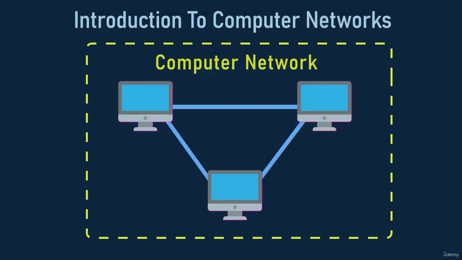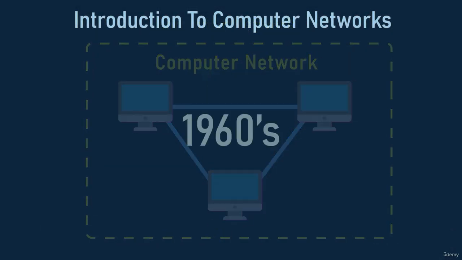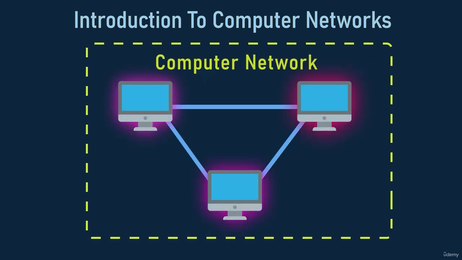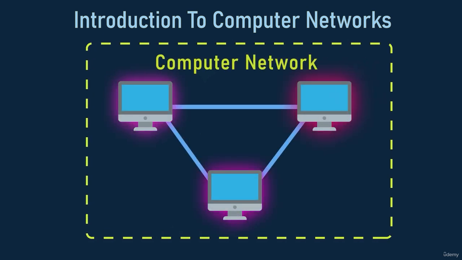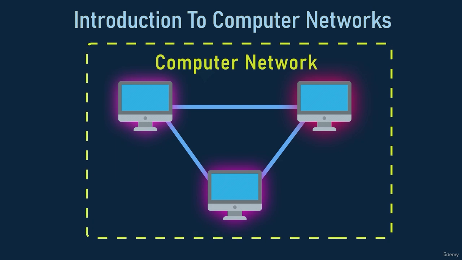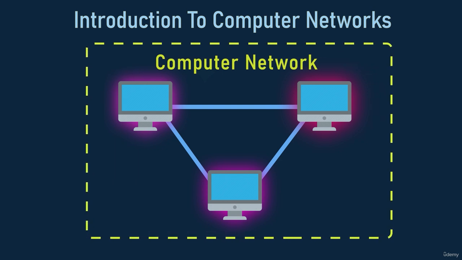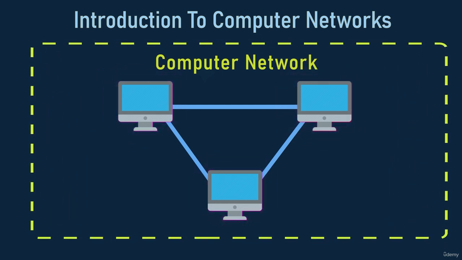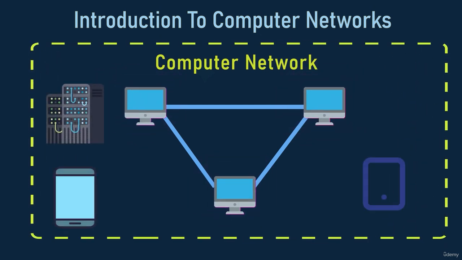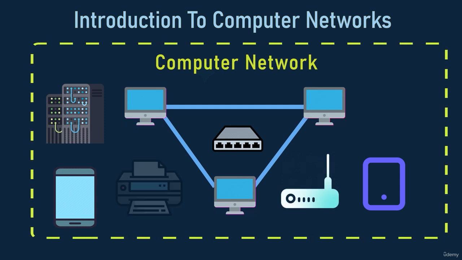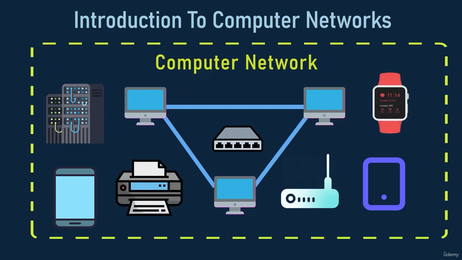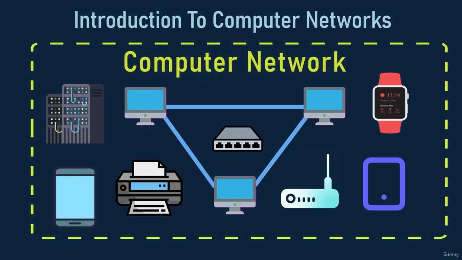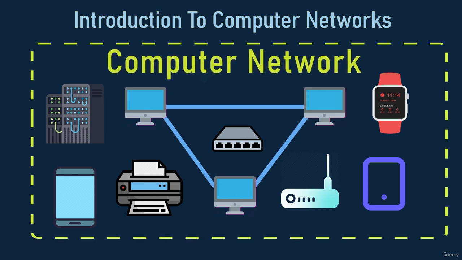Computer networks were developed in the early 1960s, and back then only computers were part of a network. However, computing has evolved significantly. Today, a computer network is not limited to interconnected computers. Devices such as mobile phones, servers, tablets, switches, routers, printers, smartwatches, and other smart devices are all integral components of a computer network.